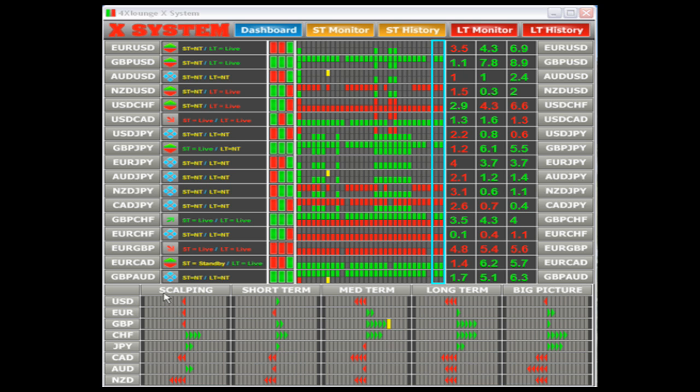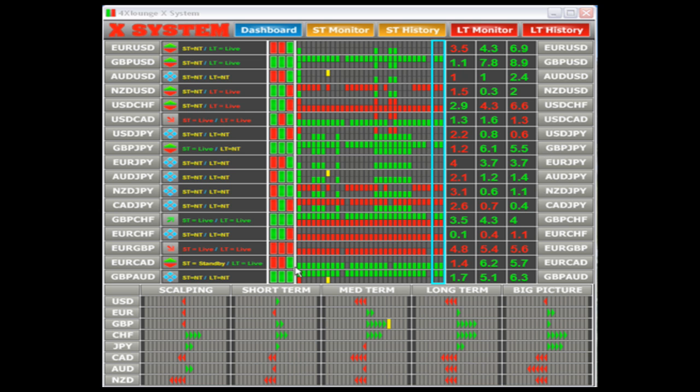You can see at the bottom here we have our market barometers in 5 different time frames, a dedicated row for each individual currency. These 3 columns over here on the right are the X meter, 1 minute, 5 minute, and 15 minute, the most commonly used time frames.